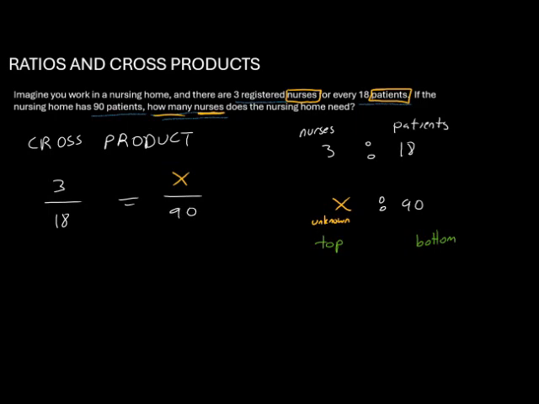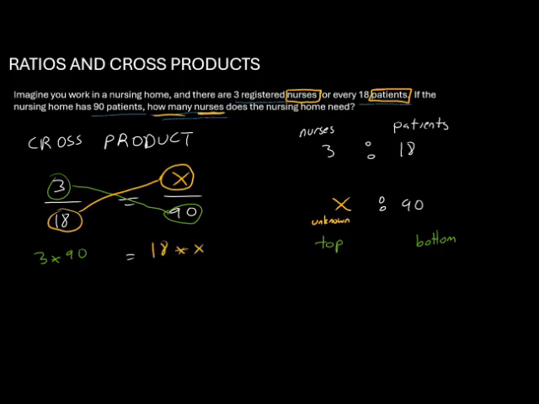Therefore, when I do my multiplication, I will start by multiplying the top of the first fraction, that's 3, times 90, the bottom of the other fraction, and write 3 times 90. Then I'll write equals, and then I'll look to my other numbers. I'll have 18, that's the bottom of the first fraction, times the x, that's the top of the other fraction. So 3 times 90 equals 18 times x.